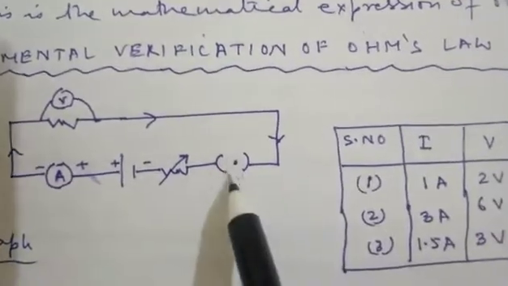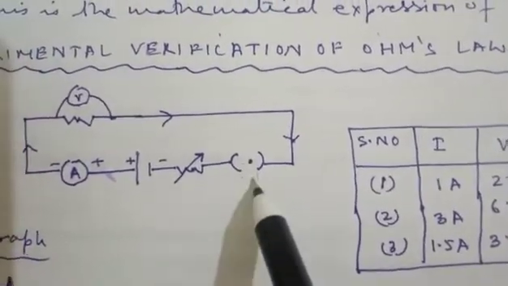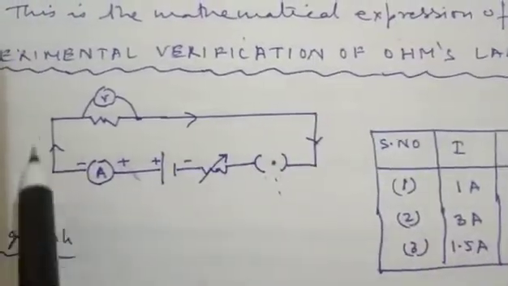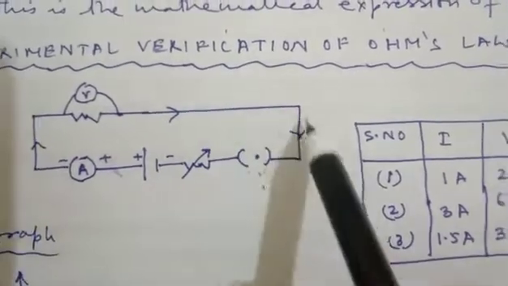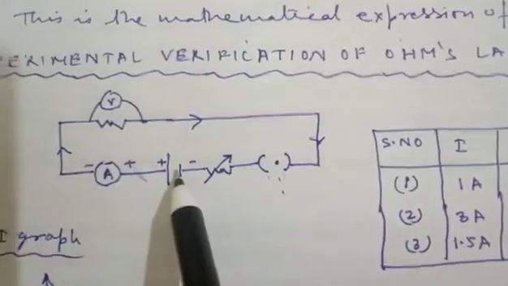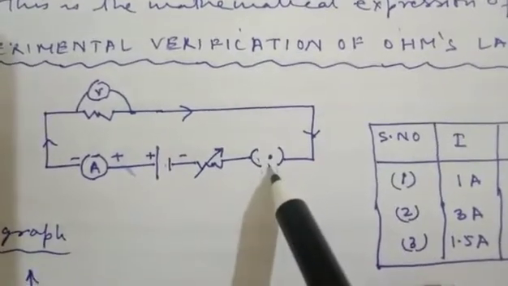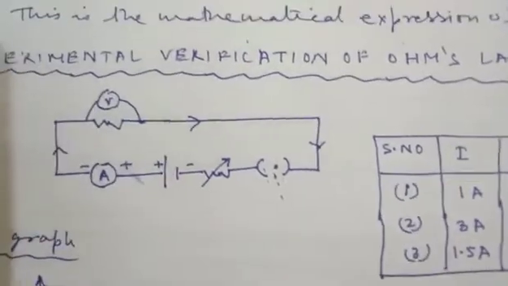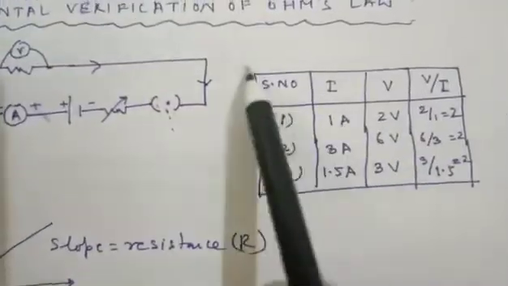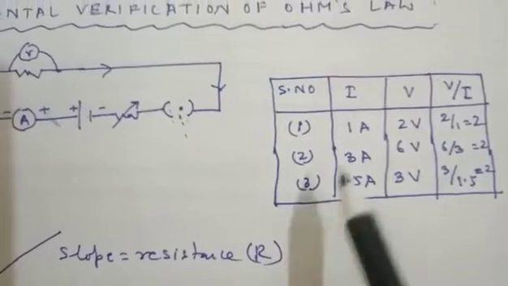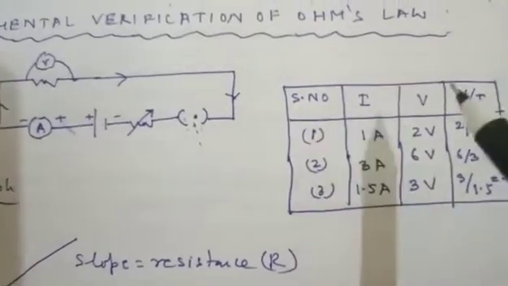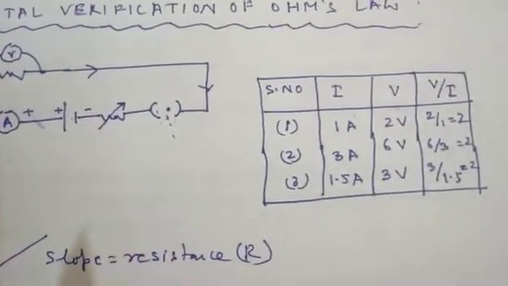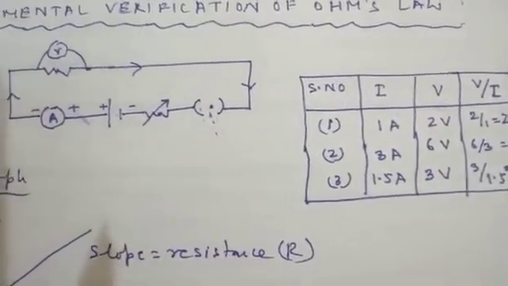Now you can see a dot mark here. That means the circuit is closed, which means the current is flowing. And look at the direction, plus to minus. When we switch on this circuit, we will get the readings of the voltmeter and ammeter, and we will copy the readings in a table like this: first serial number, then current, then potential difference, and then the ratio V by I.